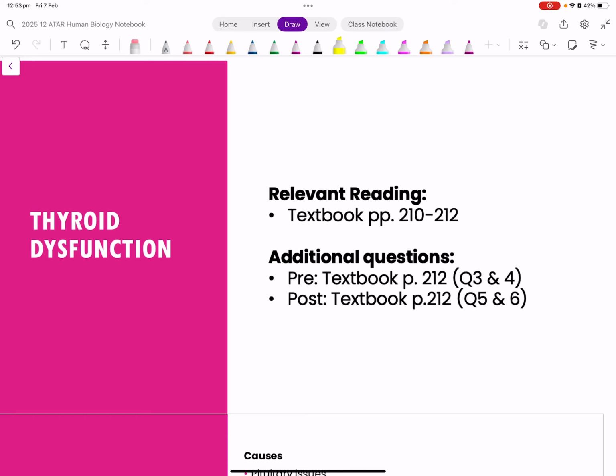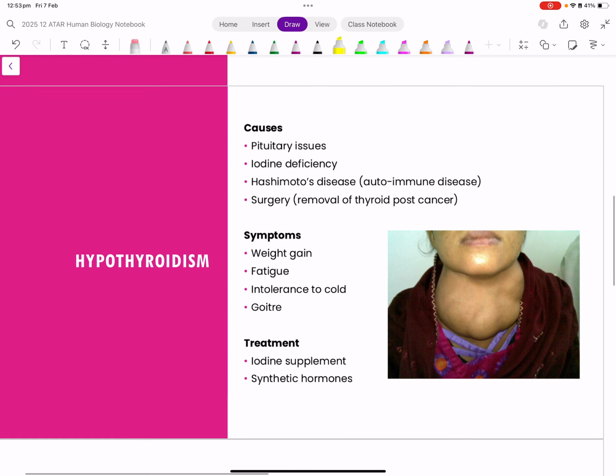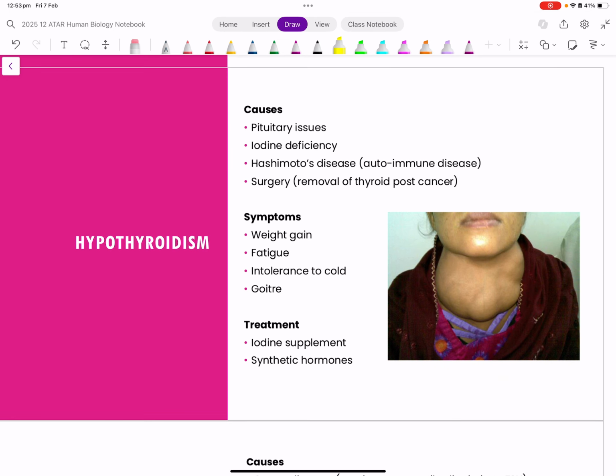Nice short one today on thyroid dysfunction, looking at both hypo and hyperthyroidism. So to start off, hypothyroidism.